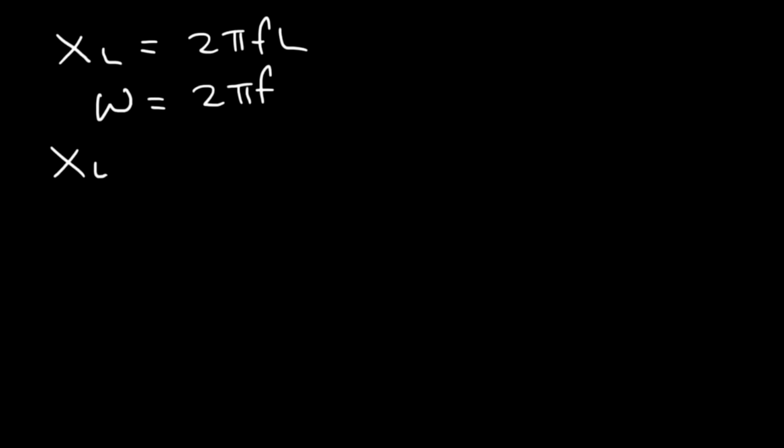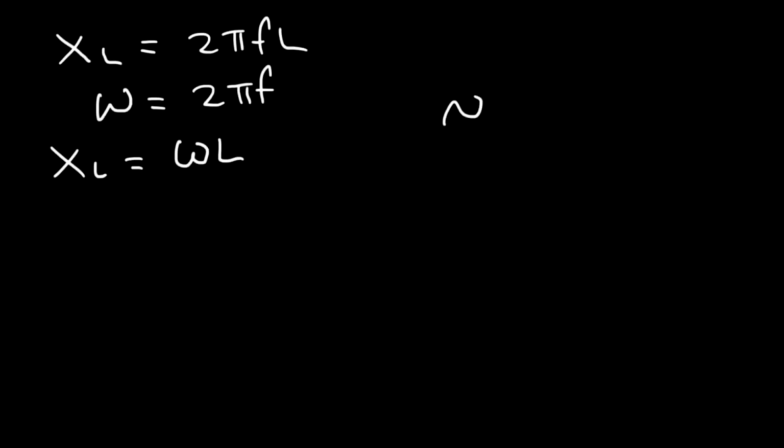Now going back to this equation, where inductive reactance is equal to 2 pi FL, you need to know that omega, the angular frequency, is equal to 2 pi F. So XL can be represented as omega times L. So just keep that in mind. Also, for an inductor, the current lags the voltage by 90 degrees. You need to know that as well.